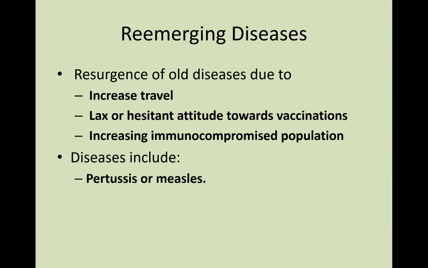There's also going to be a little bit more hesitant attitudes towards vaccination, or even a lax attitude, and that can lead to some of these old diseases popping back up. And also, we do have an increased population of those that are immunocompromised. So their immune system doesn't properly operate, and therefore it makes them more susceptible to these diseases. So this would be, for instance, whooping cough, which is pertussis. The bacterial infection is called Bordetella pertussis, or the measles virus causing measles. We've now seen this kind of reemerging just recently, actually.